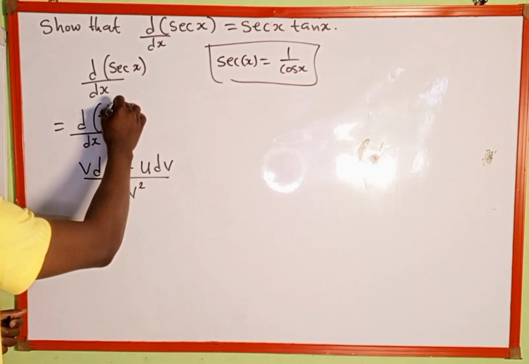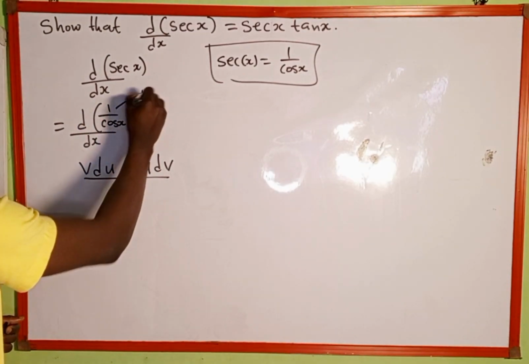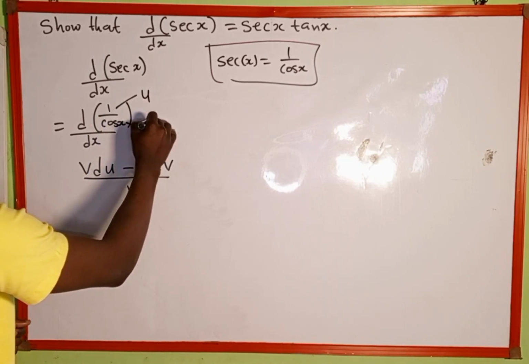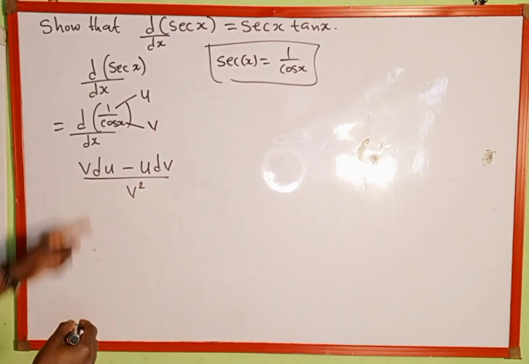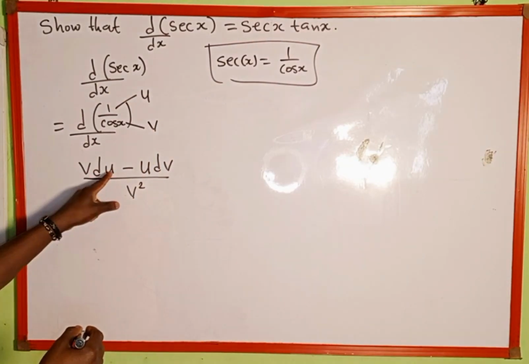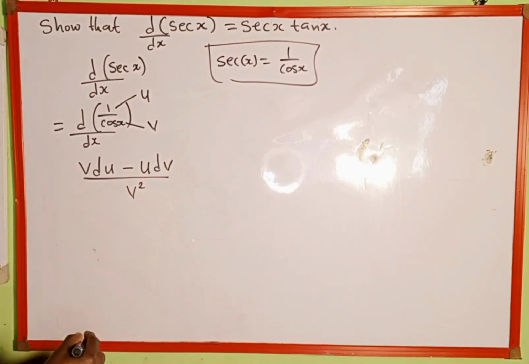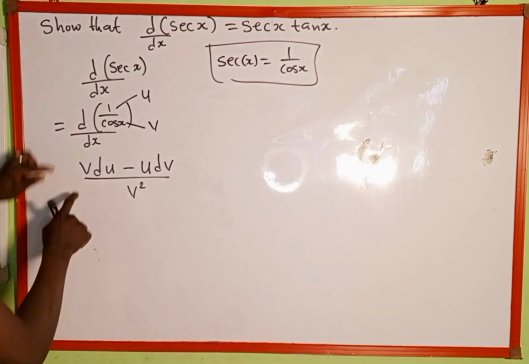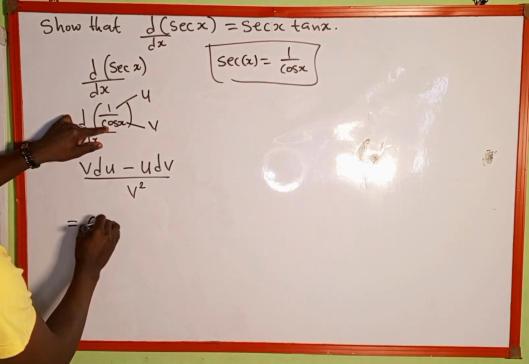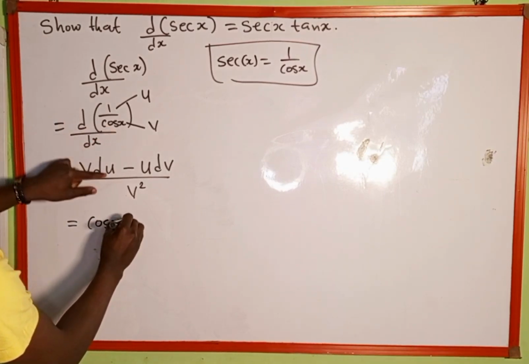So now we're going to let the up one be u, and the down one be v. Now we're going to use this formula. We write v, we differentiate u. We write u, we differentiate v, all over v squared. So this is going to be the same as v, which is cosine x, multiplied by du.